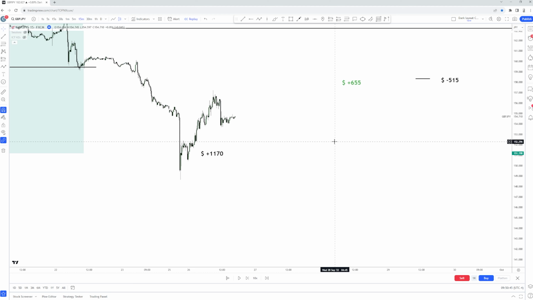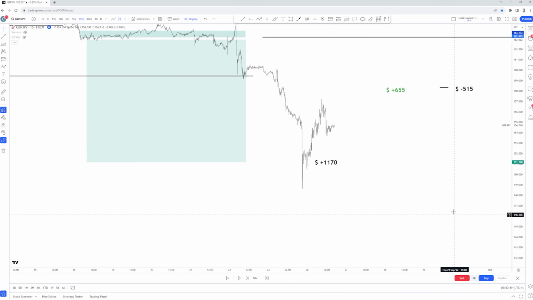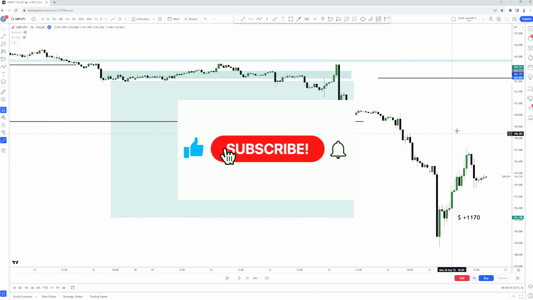So this is exactly how to hedge. As you see right here, this is one of the ways to hedge. This is how I'm gonna be managing the accounts.